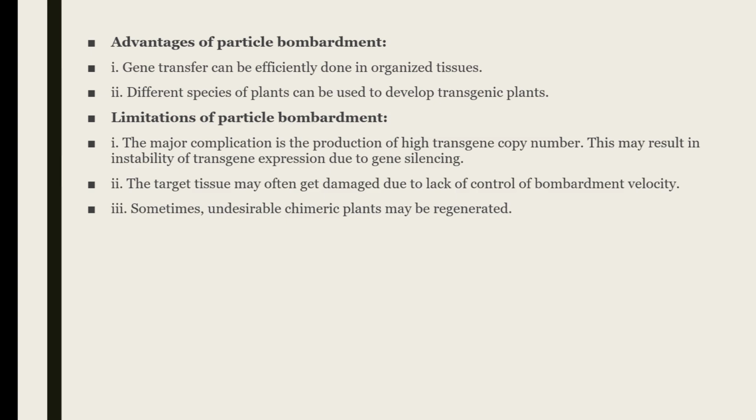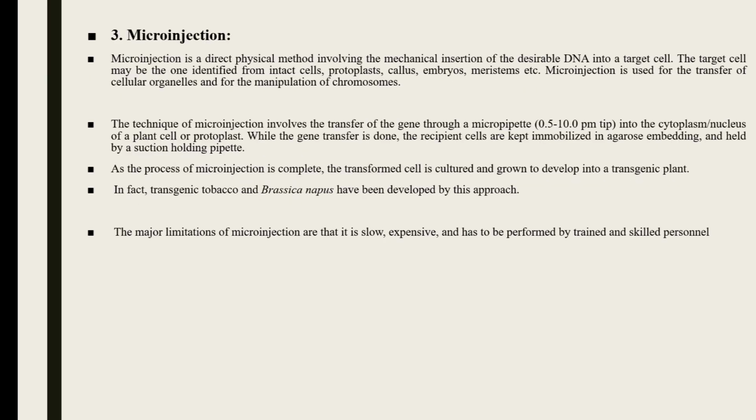Then what are the limitations of particle bombardment? The major complication is the production of high transgene copy number. This may result in instability of transgene expression due to gene silencing. The target tissue may often get damaged due to lack of control of bombardment velocity. Sometimes, chances of regeneration of undesirable chimeric plants is also there. Let's move to the next method.